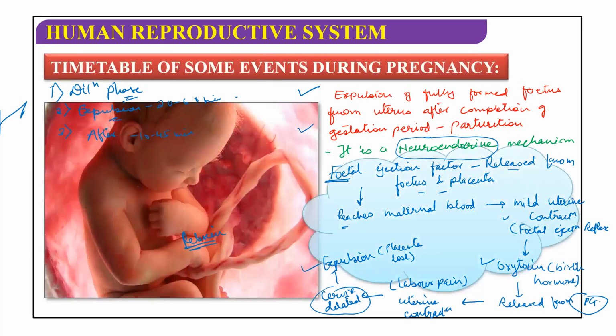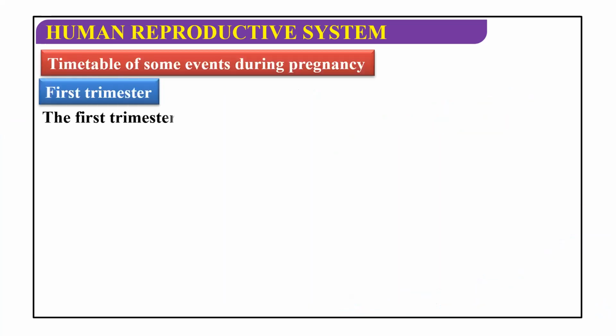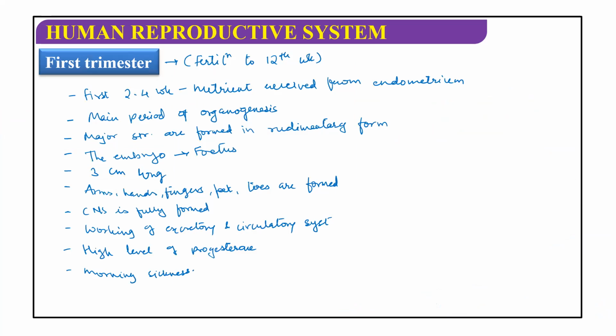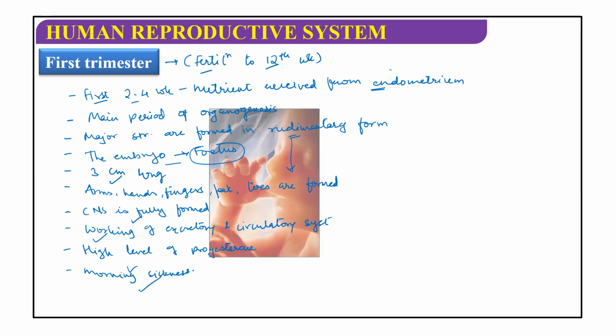Okay. Now, before that, we should also know what happens in the first trimester. The first trimester is from fertilization to the 12th week. In the first 2 to 4 weeks, the developing embryo receives nutrients from the endometrium. This first trimester is the main period of organogenesis. Major structures are formed, but in rudimentary forms. The embryo is now turning into a fetus, which is 3 centimeters long. Arms, hands, fingers, feet, toes are formed, but rudimentary, meaning very little developed. The CNS starts forming, and the excretory and circulatory systems start working. There is a high level of progesterone, which leads to morning sickness.